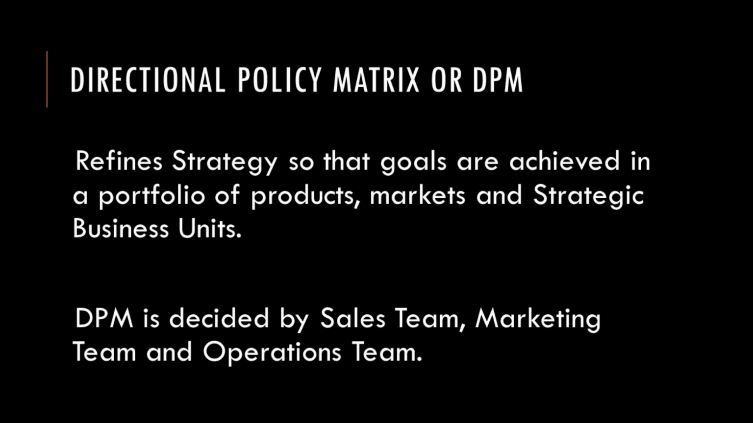DPM, or Directional Policy Matrix, is meant to determine appropriate strategic planning goals and the right strategy to achieve these goals across a portfolio of products, strategic business units, and markets. Hence, DPM is a framework and process that reviews the relative potential of each product, SBU (strategic business unit), or market, and decides which products, strategic business units or markets to build.